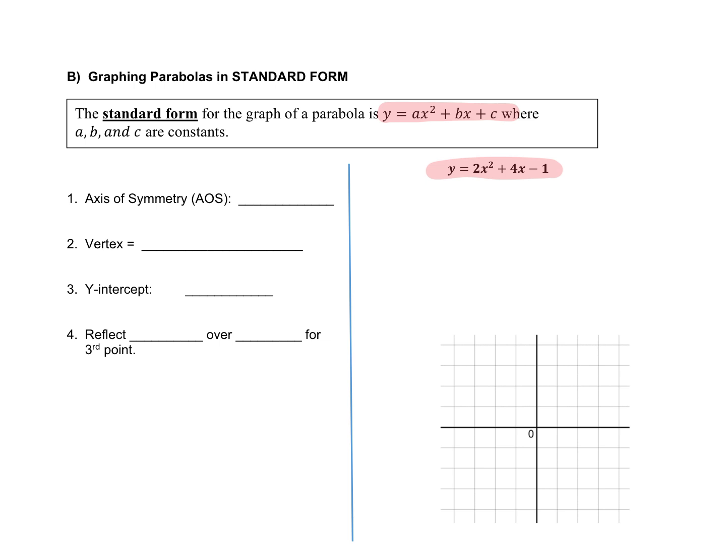So first, we need A, B, and C for our equation. So what is my A for this equation? 2. What's my B? 4. And what's my C? -1.